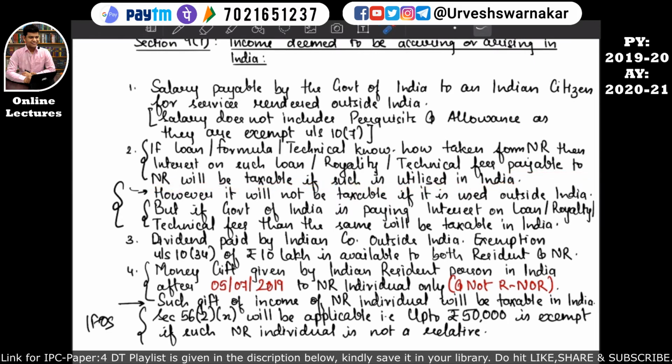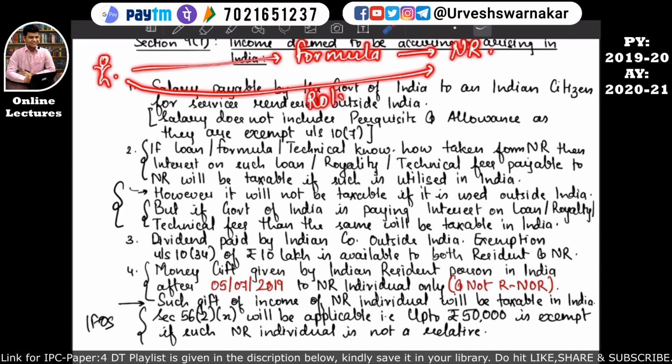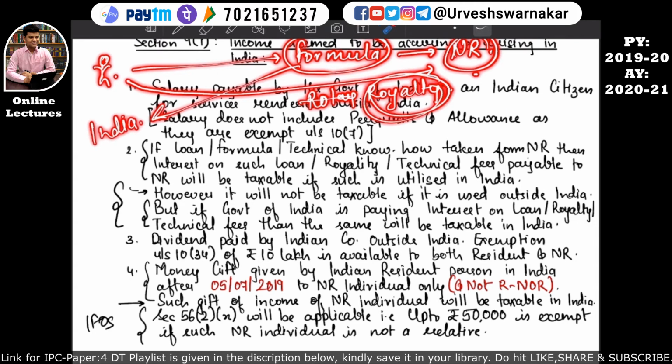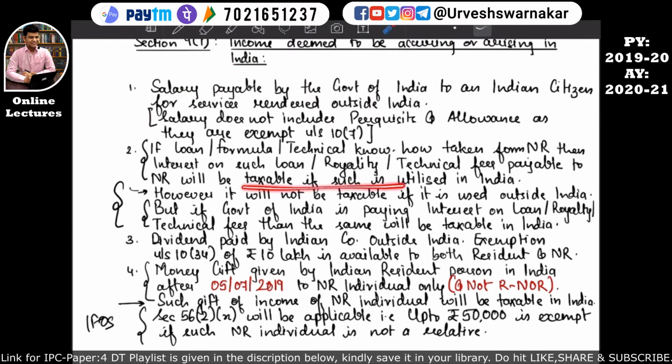So let's understand another point. If a formula is taken from a non-resident, then royalty payable to the non-resident will be taxable if such formula is utilized in India. So let's understand it again. This is our Indian, okay, who has taken a formula from a non-resident, okay, and in return for this formula, this Indian is paying this non-resident a royalty, and this non-resident is receiving this royalty in return for this formula, and this formula is used in India. Then whatever royalty has been received by this non-resident will be taxable in India. I hope this is quite clear to you all.